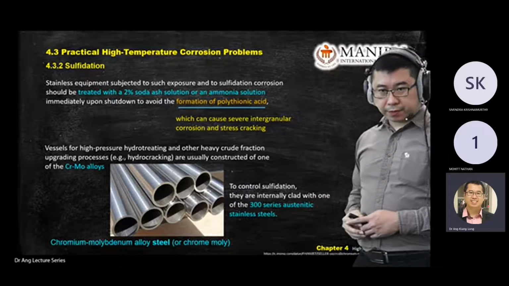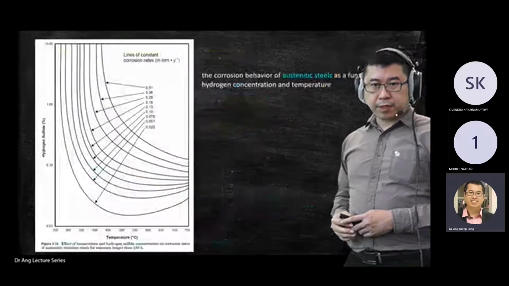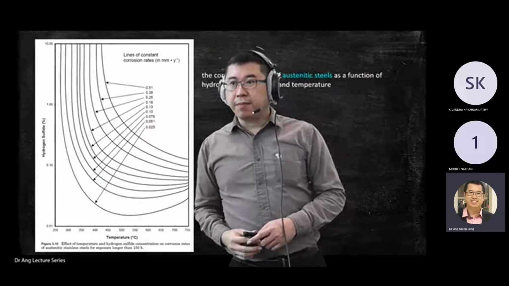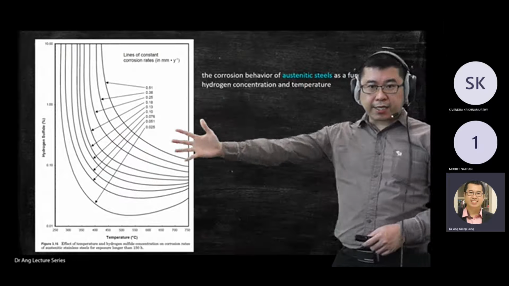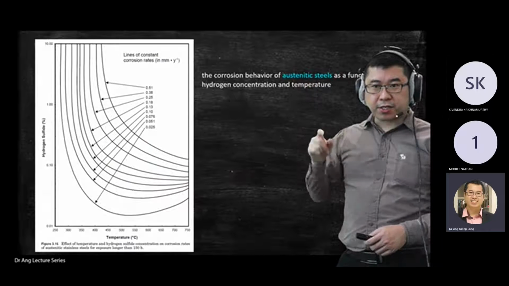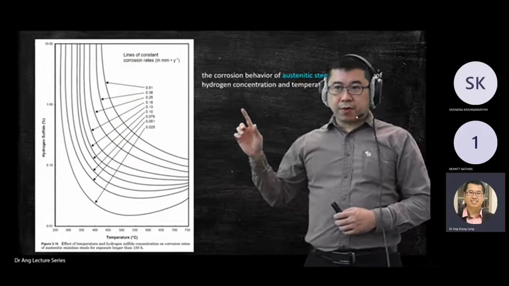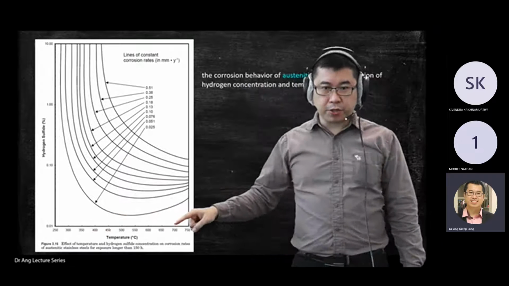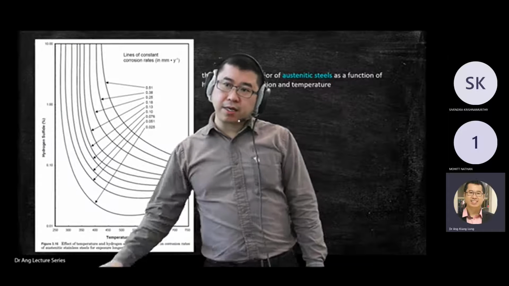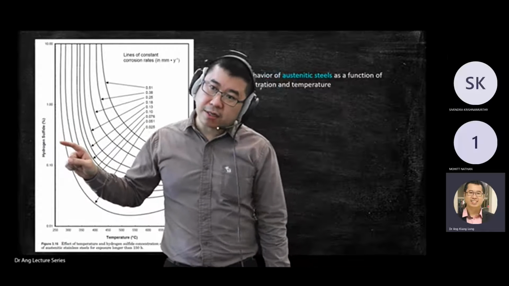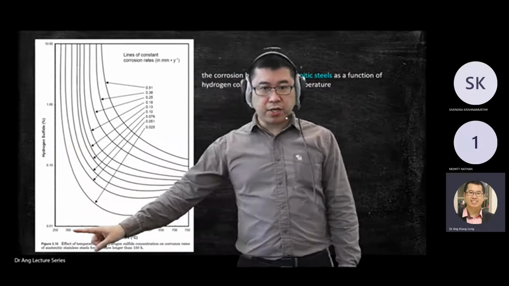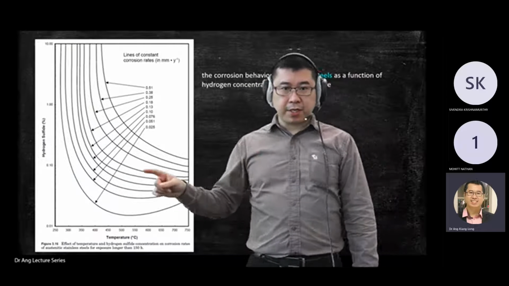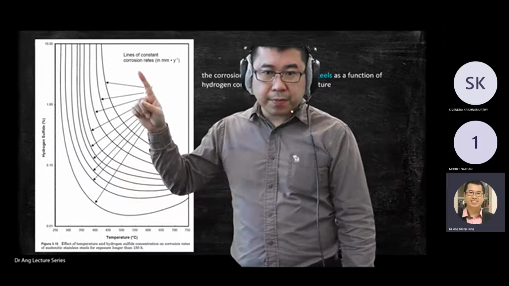So this one you can read. Okay, a chart again. So what does this chart tell you? This is a test work on austenitic steels under two axes: hydrogen sulfide concentration and temperature. So the x-axis is temperature, and this is the hydrogen sulfide percentage. So as you increase the hydrogen sulfide percentage and you increase the temperature, you will see the corrosion rates.